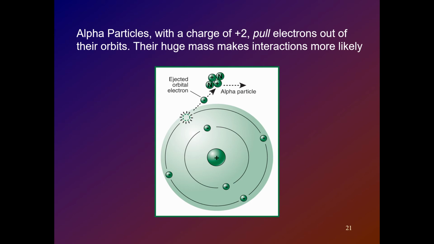Alpha particles, being charged, having a charge of +2, will act on the orbital electrons that they pass by. Their large mass and their large charge makes them highly dangerous and highly ionizing. They can damage atoms.